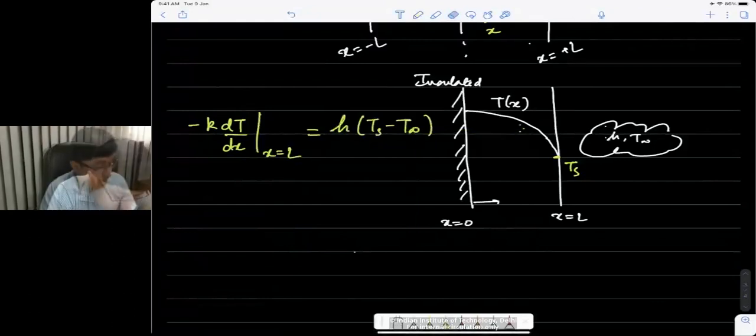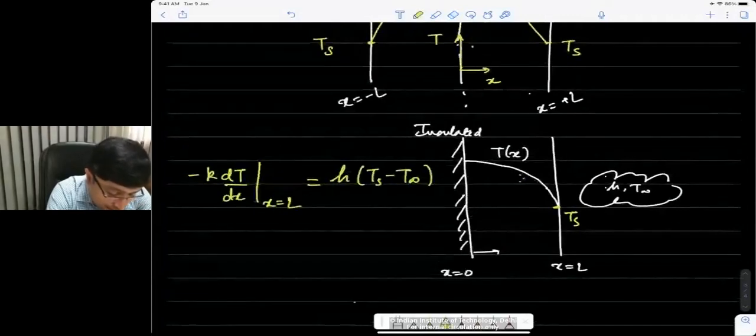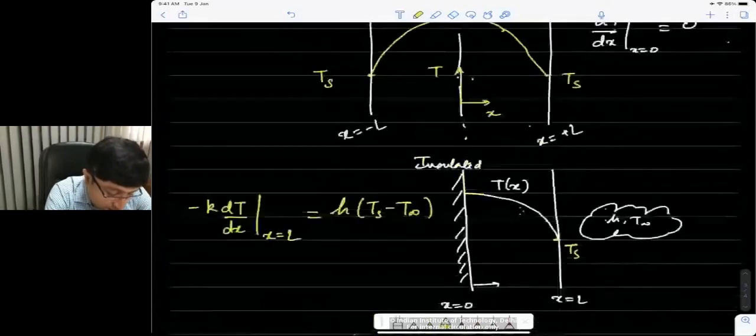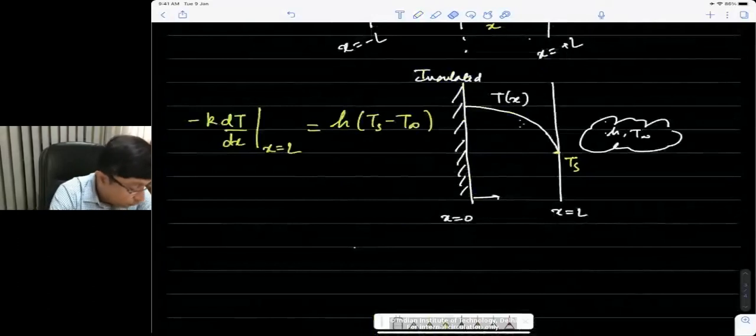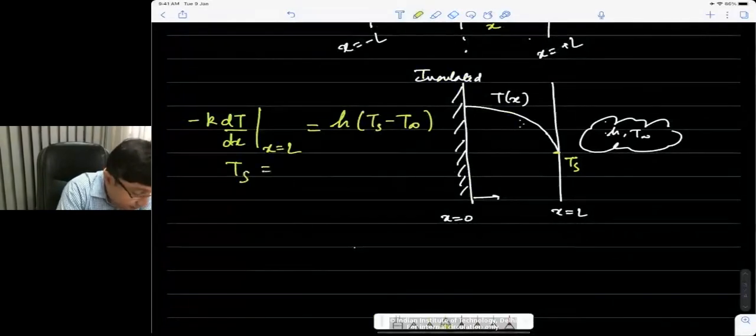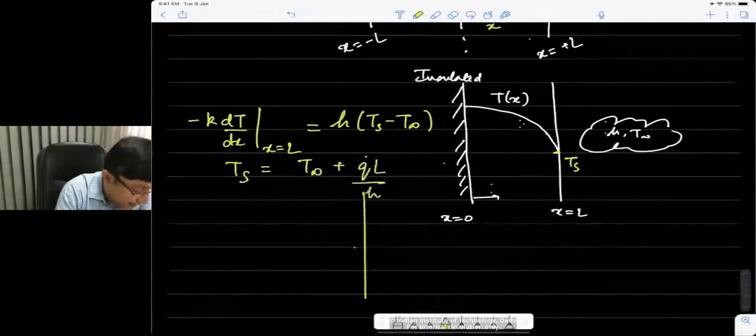So then we can differentiate the analytical solution that we have, which would be for the case of the symmetric boundary conditions, and then obtain what would be the value of Ts in terms of T infinity. So you can actually prove, and this I'm skipping now, you can easily work out that Ts will be T infinity plus q dot L by h.